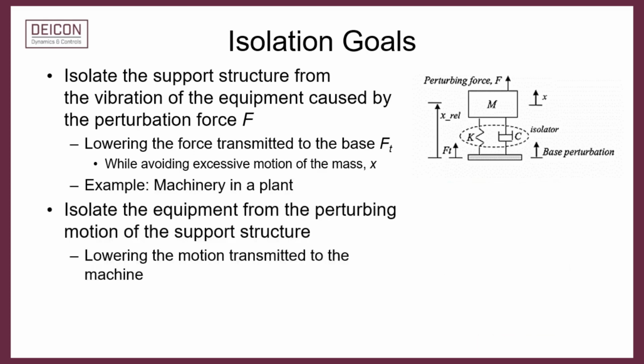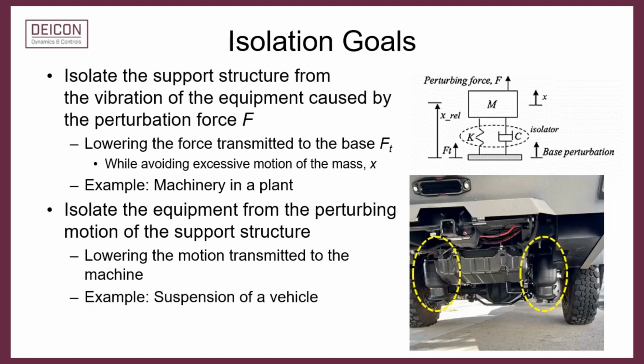Alternatively, the goal of an isolation system could be to isolate the equipment from the perturbing motion of the support structure. Suspension of a vehicle is a good example of such application. The suspension system is to lower the transmission of the up and down movement of the tire caused by the unevenness of the road to the body of the vehicle where the passengers are.